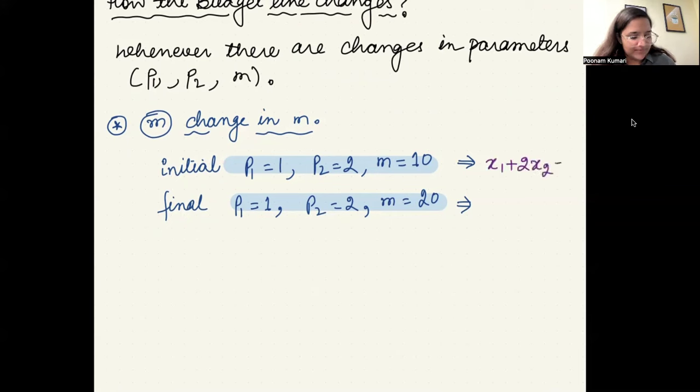परफेक्ट. एक हो गई, फर्स्ट बजट लाइन. सेकंड केस में क्या होगा? x1 plus 2x2 equals to 20. परफेक्ट. ओके, वेरी गुड. ठीक है, तो ये बजट लाइन होगी. लेट्स ट्राई टू ड्रॉ इट नाउ.